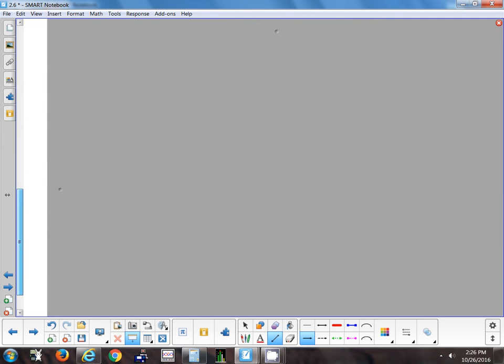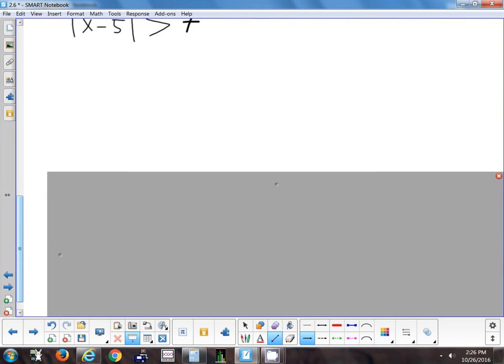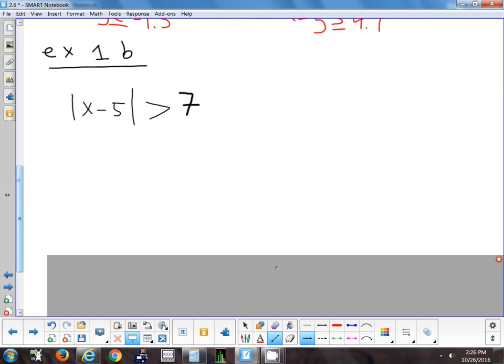1B. Let's look at it. Again, like we said, the first step is already done for you. We don't have to get the absolute value by itself. Everyone we do today, we don't have to get the absolute value by itself. So what am I going to do first? Separate it. Okay, I like it so far.